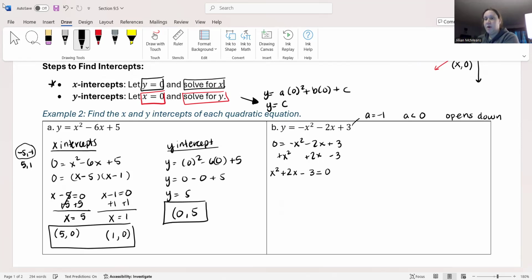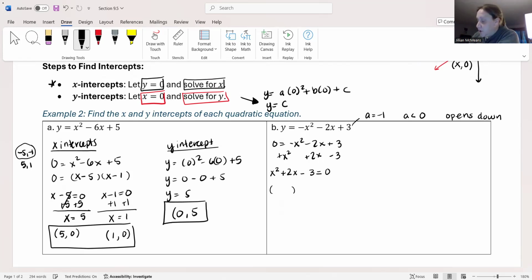So all I did was move all of the terms that were originally on the right to the left so that my squared term stayed positive. To me, I think it's easier to find the x-intercepts when the squared term is positive. You don't have to do this necessarily, but for me, it's easier. So now we want to see if we can solve this by factoring.